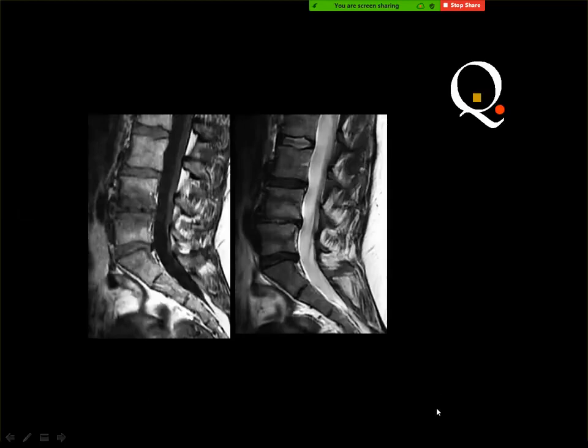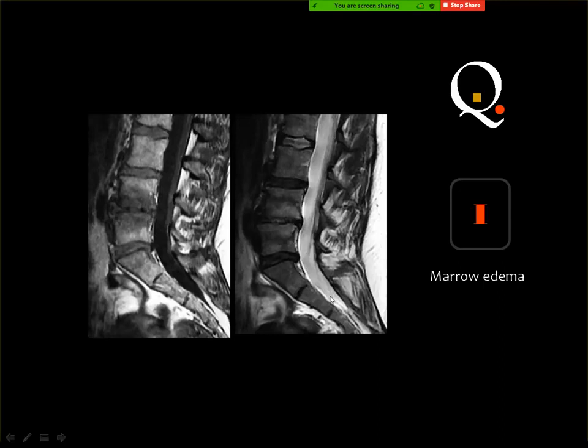Next case. Spondylodiscitis of L4 or part of L5. Okay, with bone marrow edema. Bone marrow edema type 1. Yes, the last answer is right, and this is type 1 bone marrow edema of the vertebral end plates.